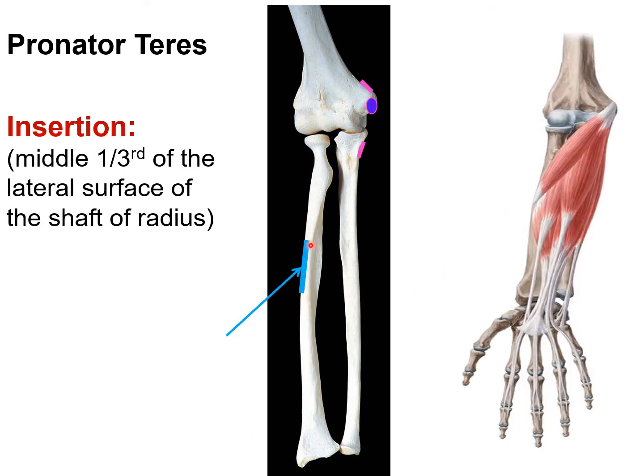Pronator teres is getting attachment to the rough area which is midway along the lateral surface of shaft of radius at the summit of its lateral curve. That is, it is gaining attachment to the middle 1/3 of lateral surface of shaft of radius, at the summit of the lateral curve.